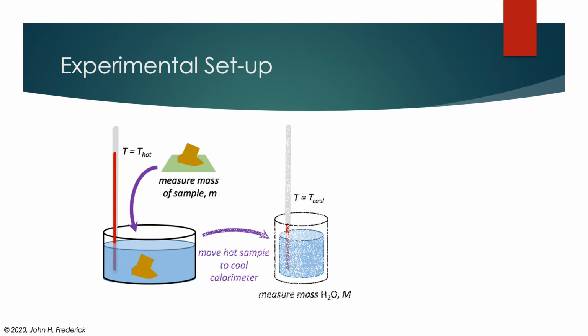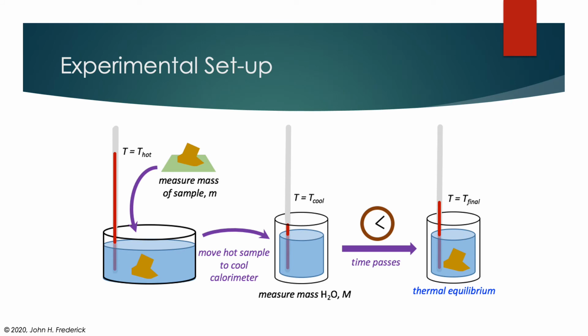Once it has reached that temperature, we're then going to move that hot sample into a cool calorimeter. The calorimeter has been prepared at a temperature of T cool. Once we've put it in there, we also need to measure the mass of the water in the calorimeter so that we understand what the heat capacity of the calorimeter is. Now some time is going to pass, and after some time, both the sample and the calorimeter should be at thermal equilibrium, so they will have relaxed to a final temperature. That final temperature will be different from the T hot that the sample started with, and also different from the T cool that the calorimeter started at.